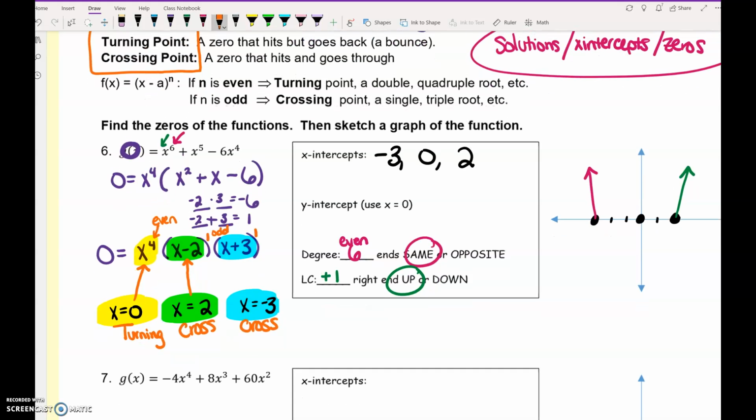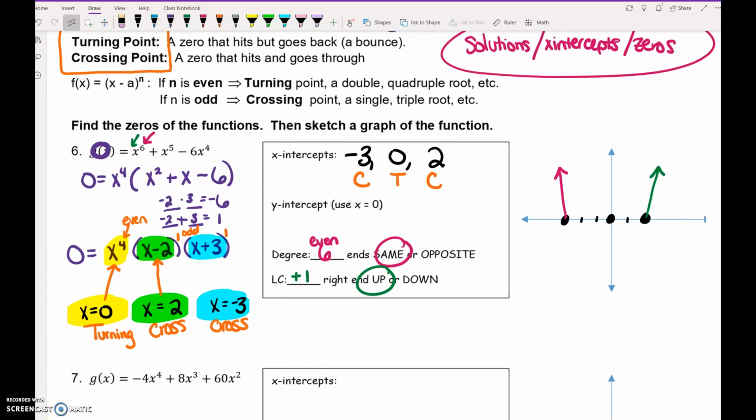So in my little chart over here, -3 is a crossing point, so I put a C. 0 is a turning point. 2 is a crossing point. This will help us fill in the gaps between what we already know. So at -3, we are going to cross through that x-intercept. Then we'll come up to this other x-intercept.